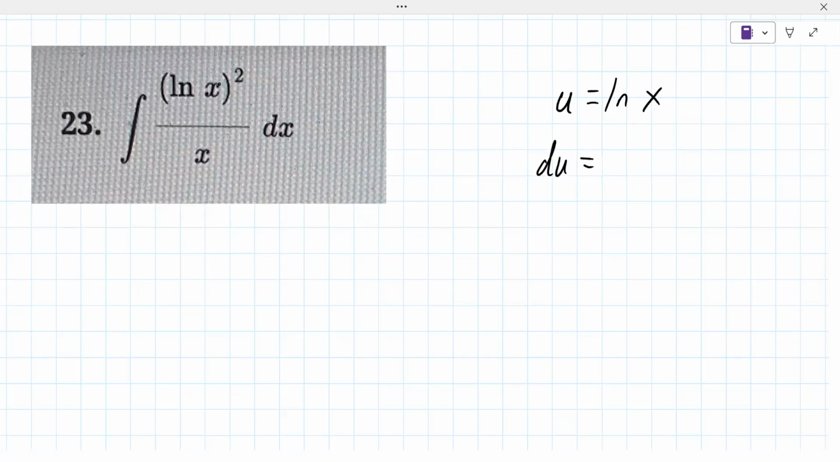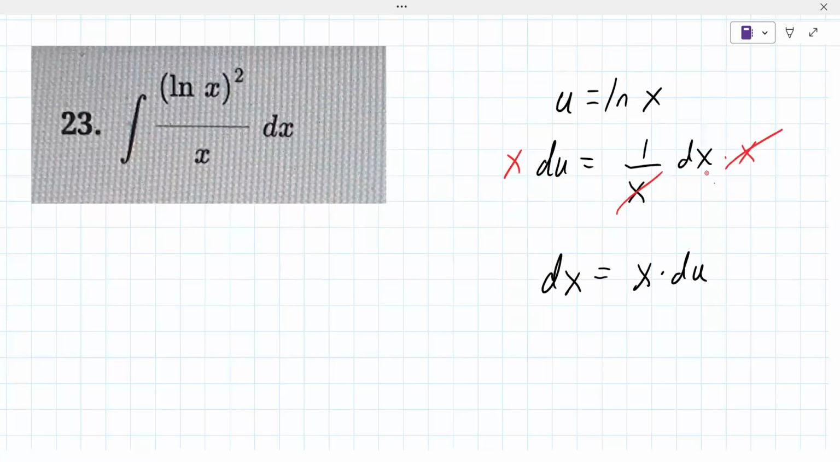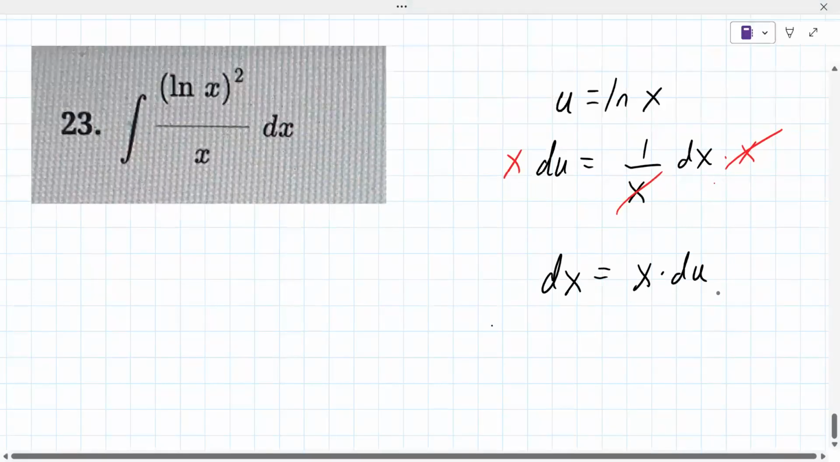So du is 1 over x dx. This time when you solve for dx, it's x times du because you're multiplying both sides of this by x. You get those x's to cancel. So that's interesting. That's different. We haven't seen that before. Usually it's du over something. This time it's x times du.